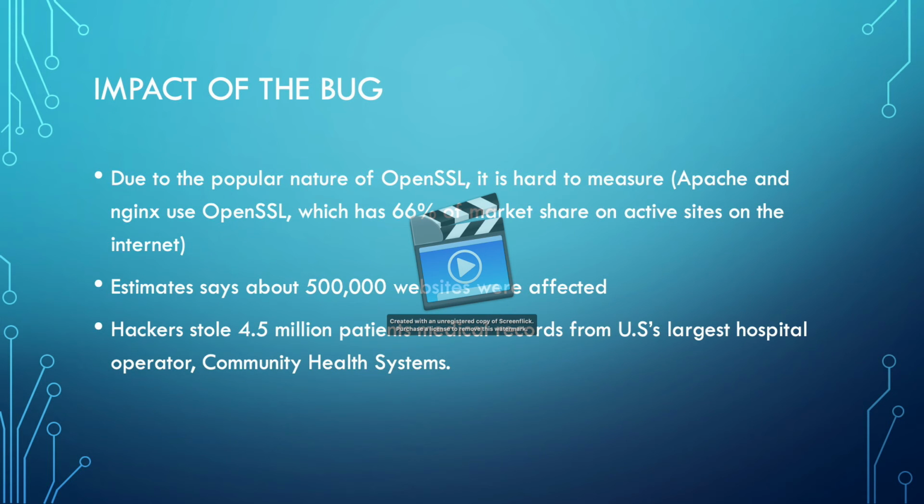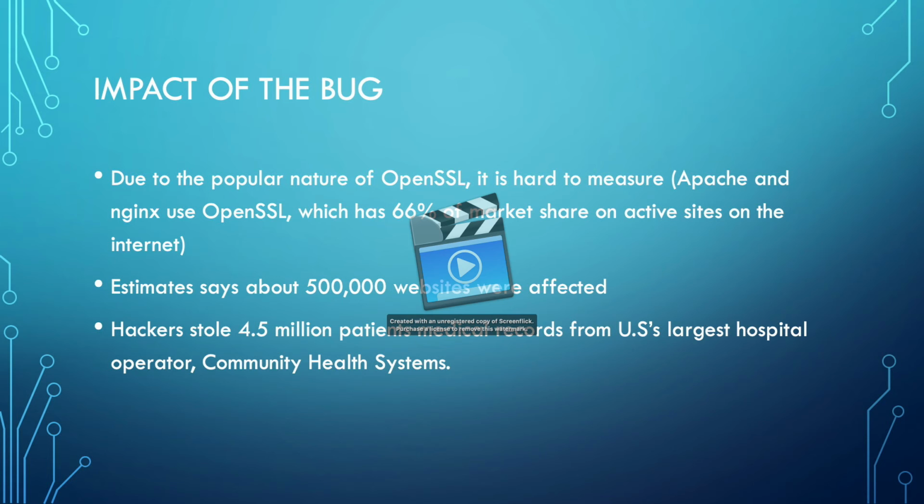And the impact of the bug, due to the really popular nature of OpenSSL, is quite hard to measure. But there is one source, through Microsoft. In a 2014 survey that they did, they found about 66% of the market share of all active sites on the internet uses Apache or Nginx, which use OpenSSL. And with that information, estimates say about 500,000 websites were affected by this bug.